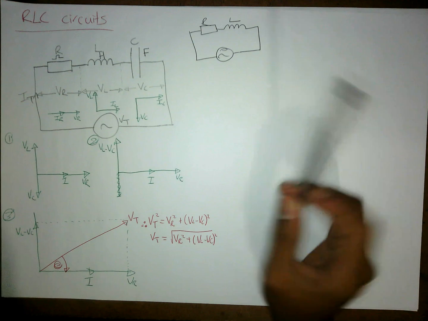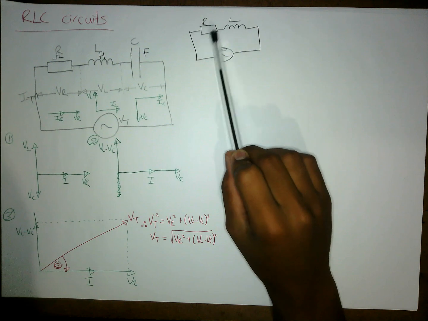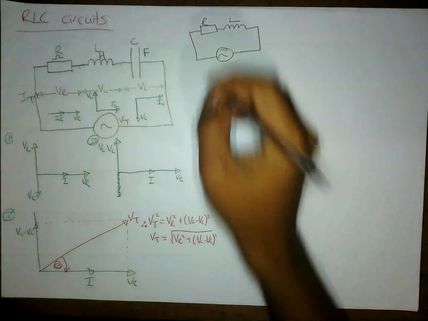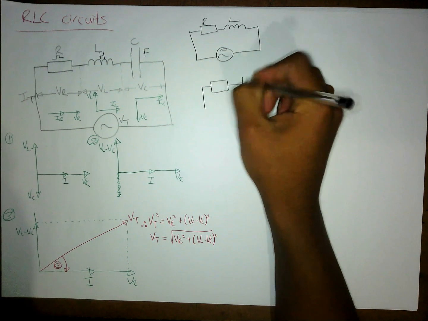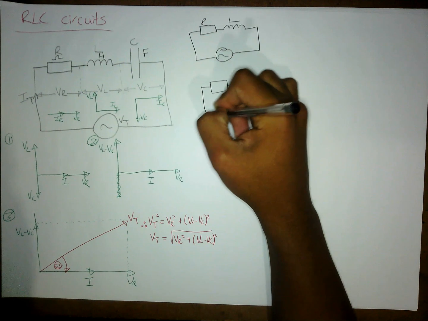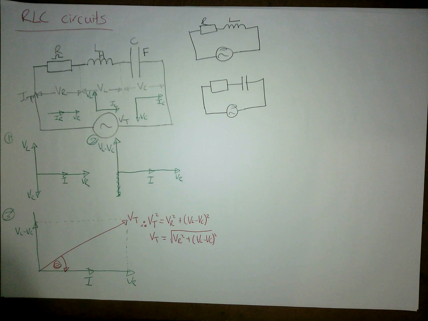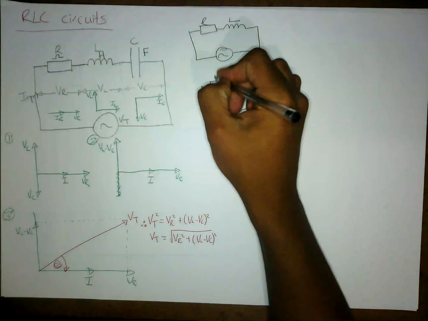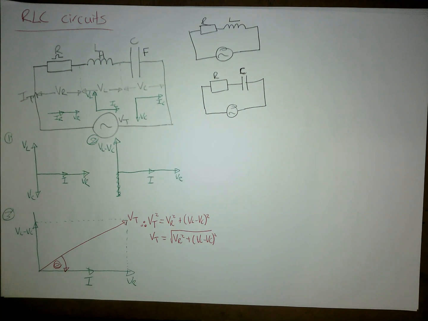We get RLC circuits in a few forms. It can be a resistor and an inductor, or you can have a resistor and a capacitor. Then you can have the whole thing together, a resistor, an inductor, and a capacitor, all together. Then the formula will include and exclude whatever is not there.